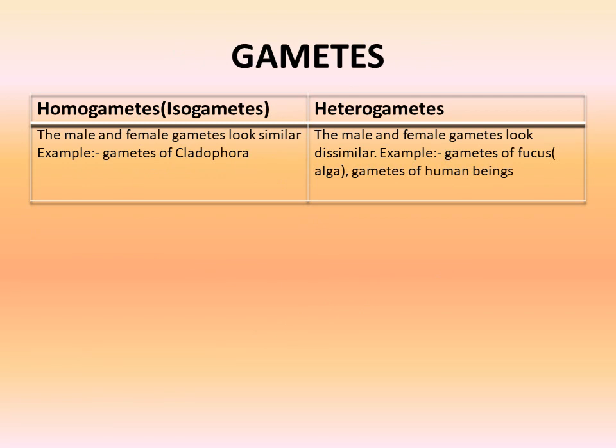There are two types of gametes. One is called homogametes or isogametes, and the other is called heterogametes. The male and female gametes look similar in homogametes. For example, gametes of cladophora. In heterogametes, the male and female gametes look dissimilar. For example, gametes of fucus, which is an alga, and gametes of human beings.